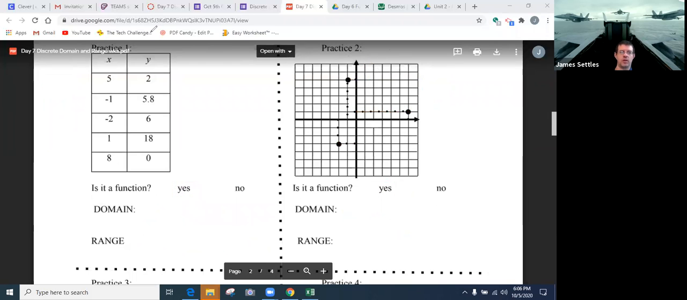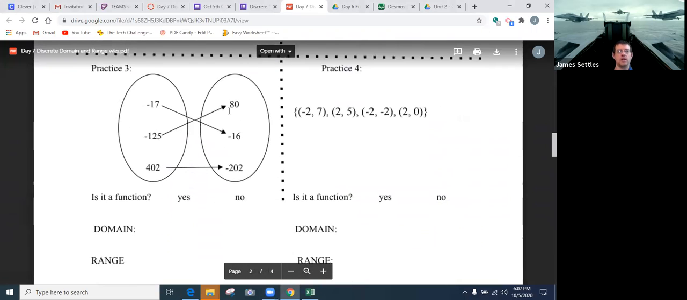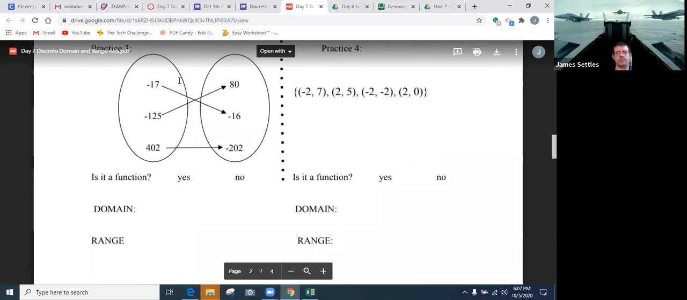Got two more. So just a little bit. All right, so once again, is this a function? We look only at the x's. And if all the x's have one line, then it's a function. And they all do have one line, so this is a function. And then domain is the x's and range is the y's.